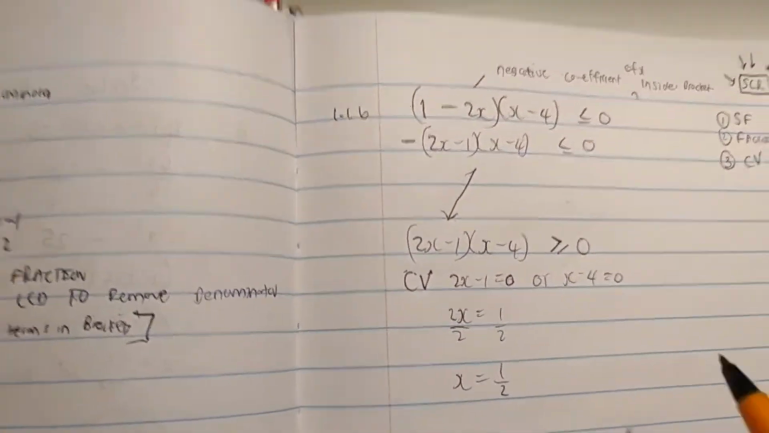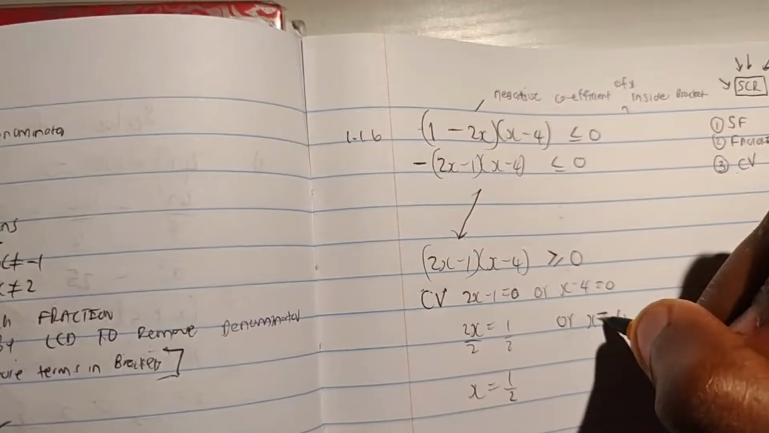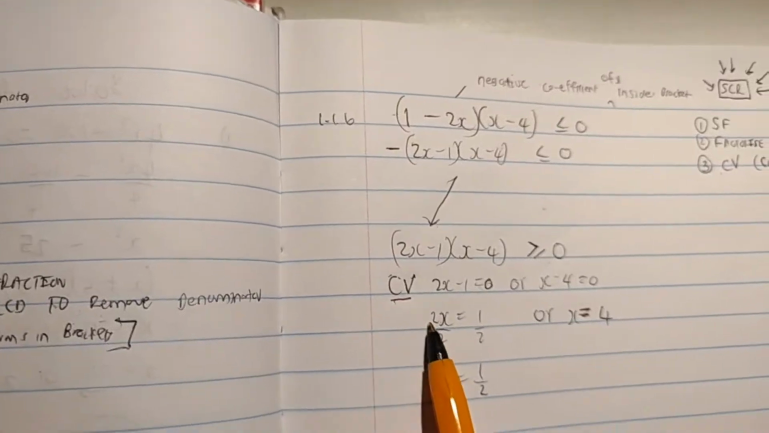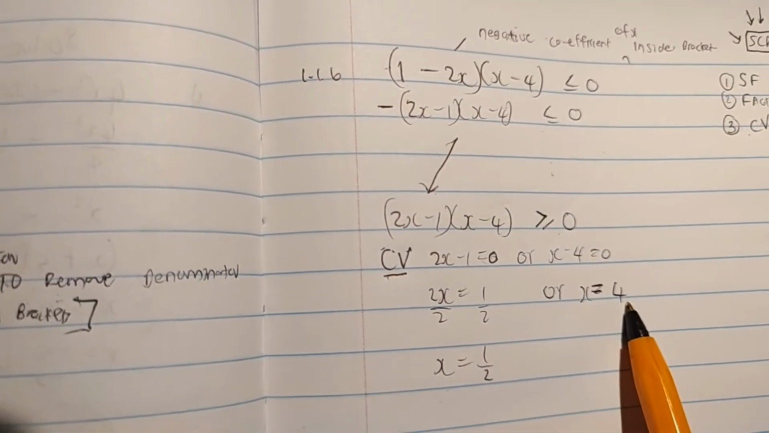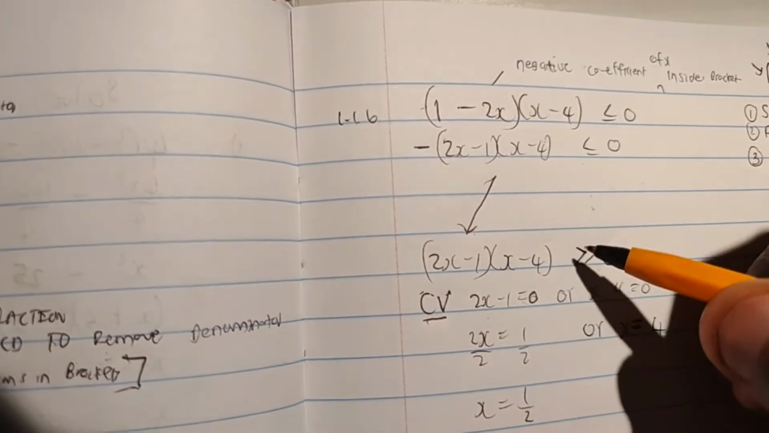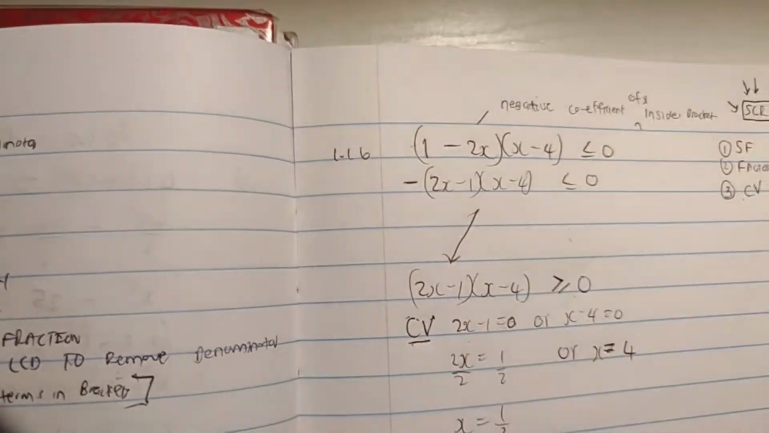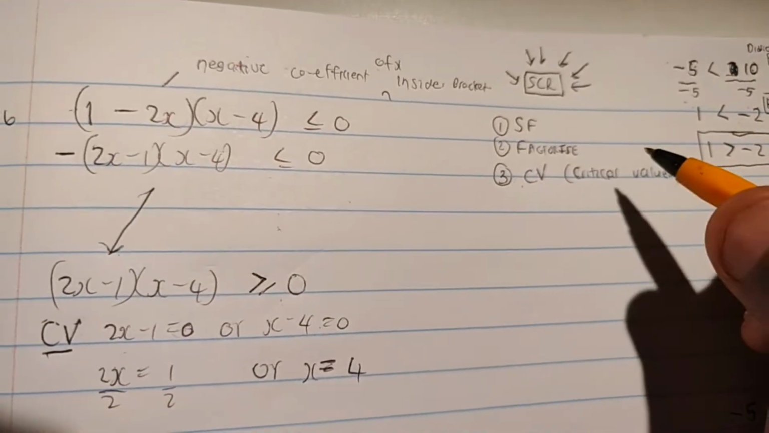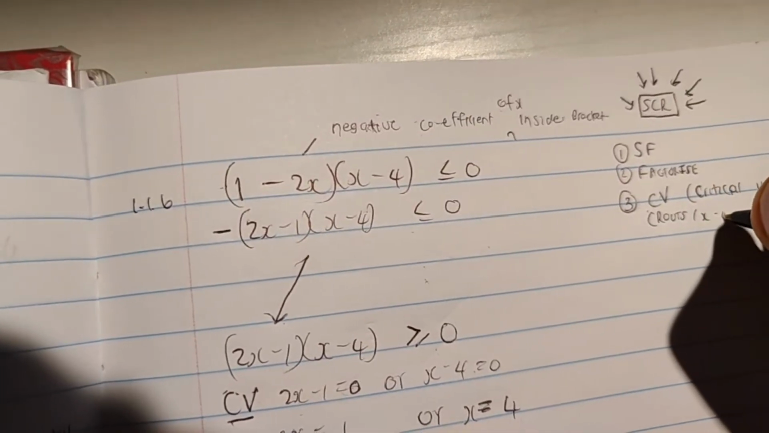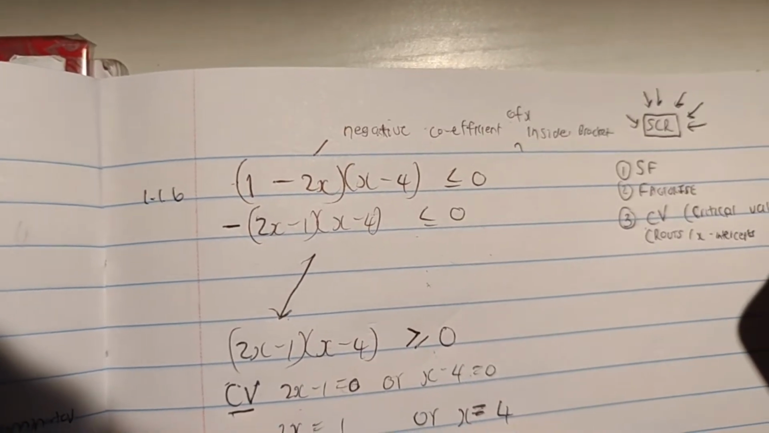This is our first critical value. And then for this side, we transpose the negative 4 and get x is equal to 4. Some people don't show the steps when they write critical values. They simply write the roots, x is equal to half, x is equal to 4. That's 100% correct. Remember, when we're writing critical values, we are ignoring the inequality sign. We are simply wanting to know what the critical values are. What are critical values, guys? Critical values are the roots or the x-intercepts of a parabola.